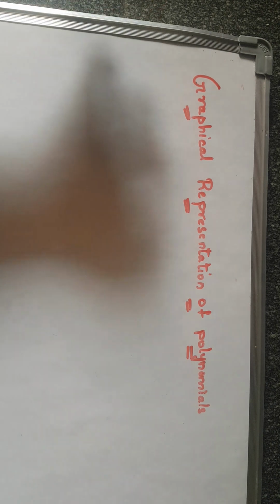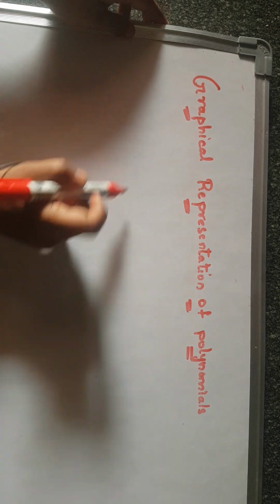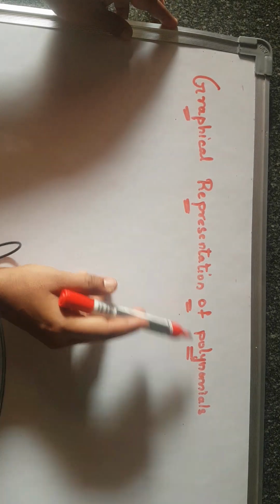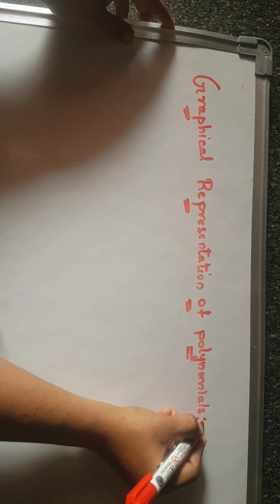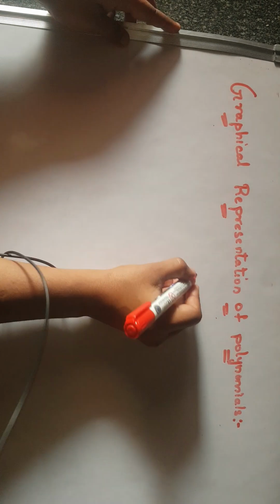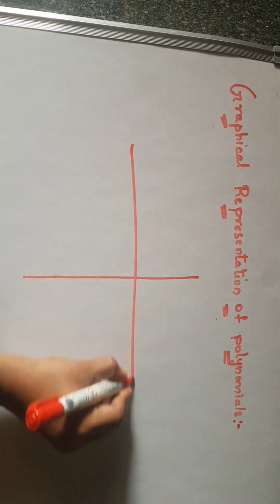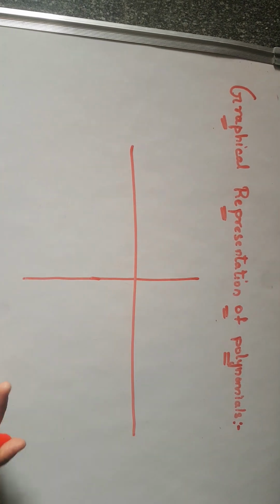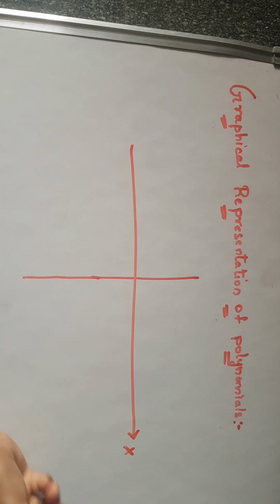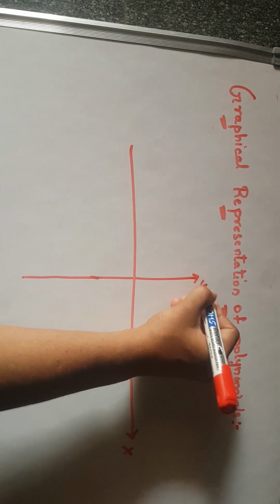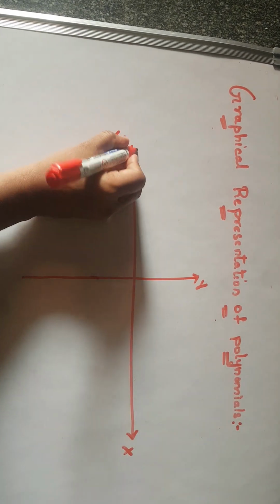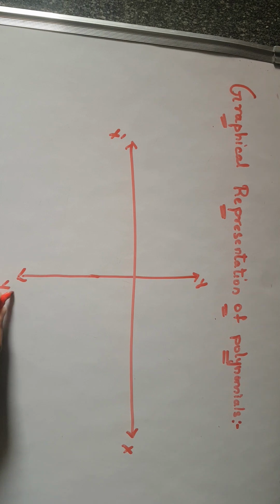Okay, this is the graphical representation of polynomials. First I have to explain what a graph is. This is the graph. It is represented as the x-axis, this is the y-axis, this is x dash, and this is y dash.